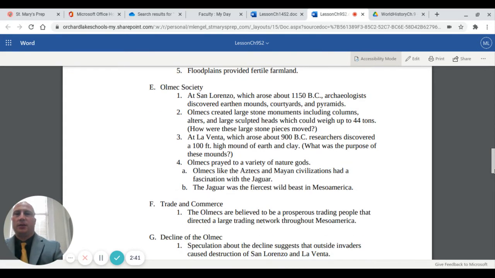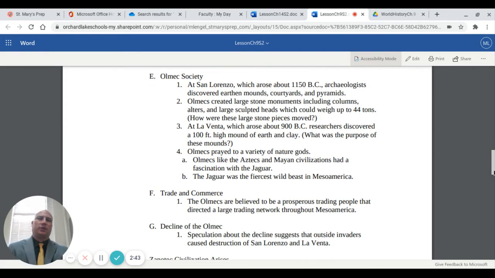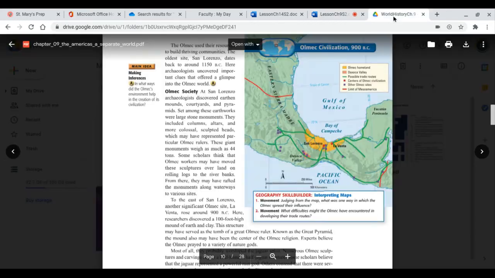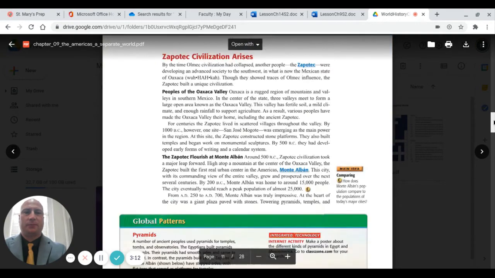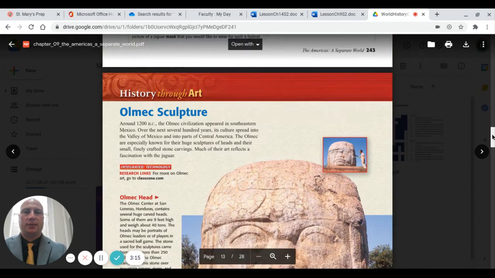Next is capital letter E. The Olmec society, which was from San Lorenzo, arose around 1150 BC, and archaeologists discovered earthen mounds, courtyards, and pyramids there. Olmec created large stone monuments, including columns, altars, and large sculpted heads that could weigh up to 44 tons. Now, these would have to be moved by large log rollers. Let's take a look at an example of one of these large Olmec heads. Here's one right here on this page.